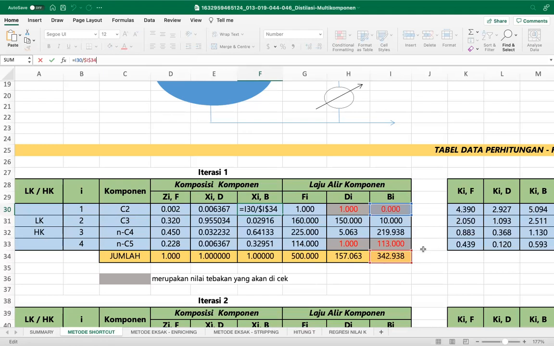So I think the best way to learn this one is to have an assignment by yourself. Because you will also have an assignment on the tray column design, and usually last year we also had an assignment on multi-component design. But actually both of them are the same.